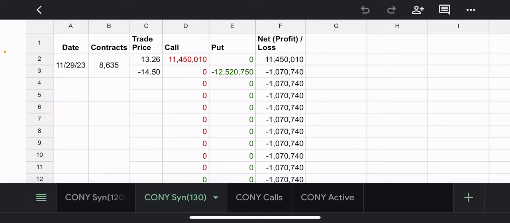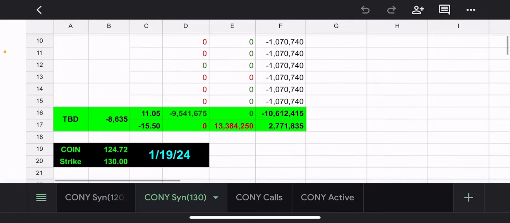So the synthetic position that they made for the 130, again, still only just the 1129 move. And now we look here, what is it worth? If they closed it out today, it'd be worth a debit of 2.7 million, mainly because the coin price is below the strike price of the synthetic.